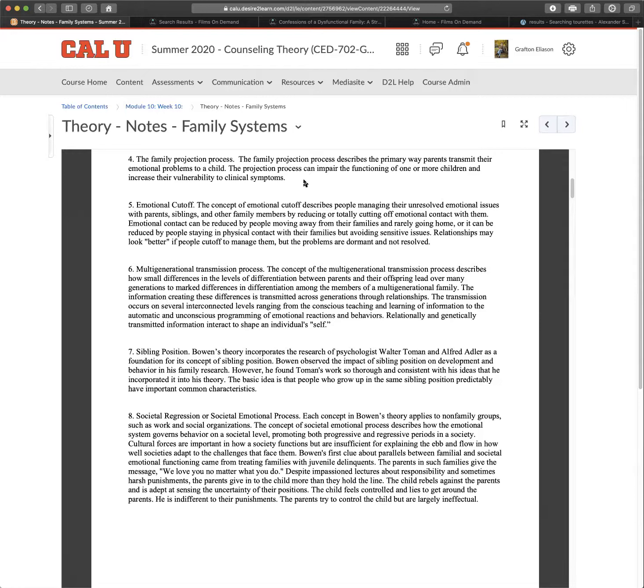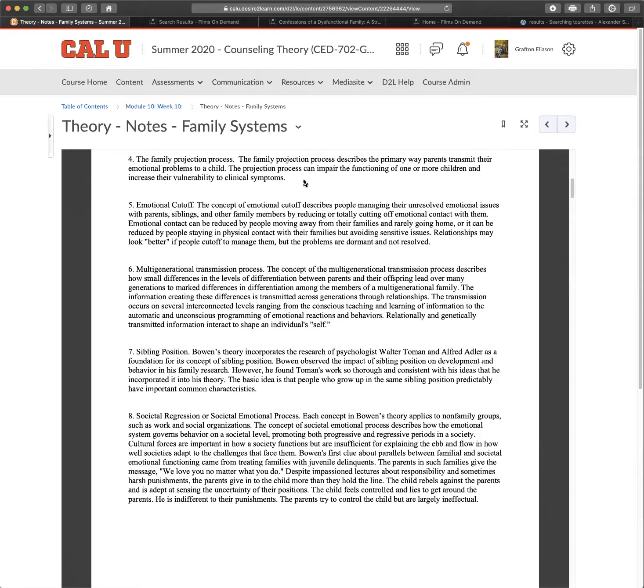Okay, number 4, family projection process. The family projection process describes the primary way parents transmit their emotional problems to a child. Emotional cutoff is pretty much exactly what it sounds like: managing unresolved emotional issues with parents, siblings, other people by reducing or totally cutting off emotional contact with them.